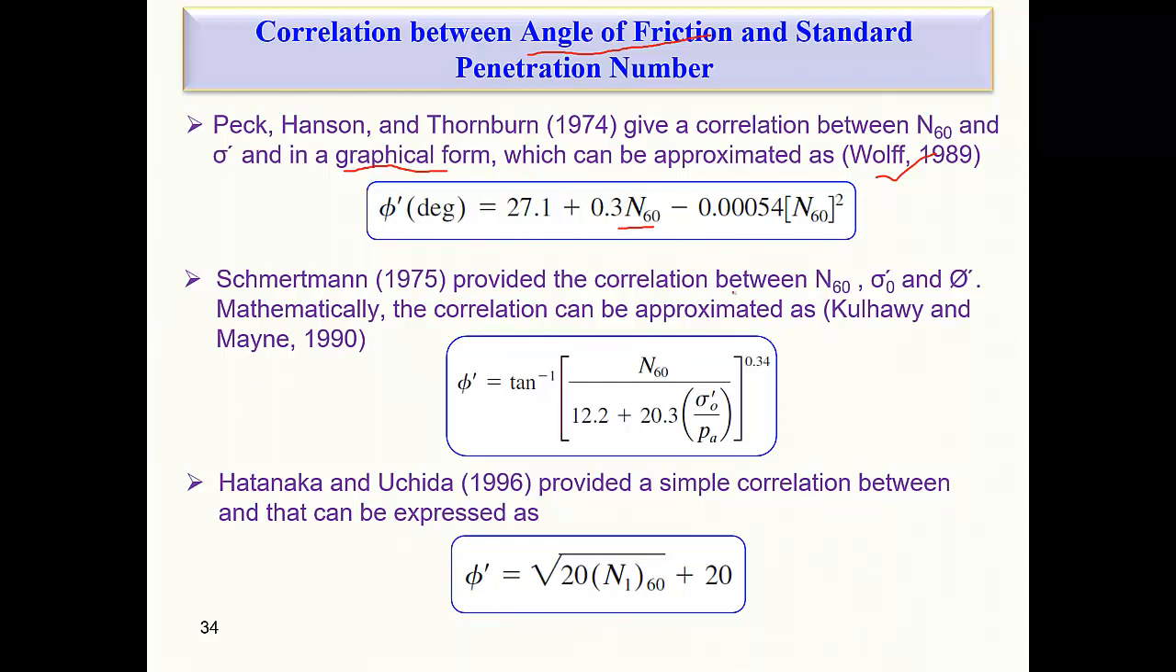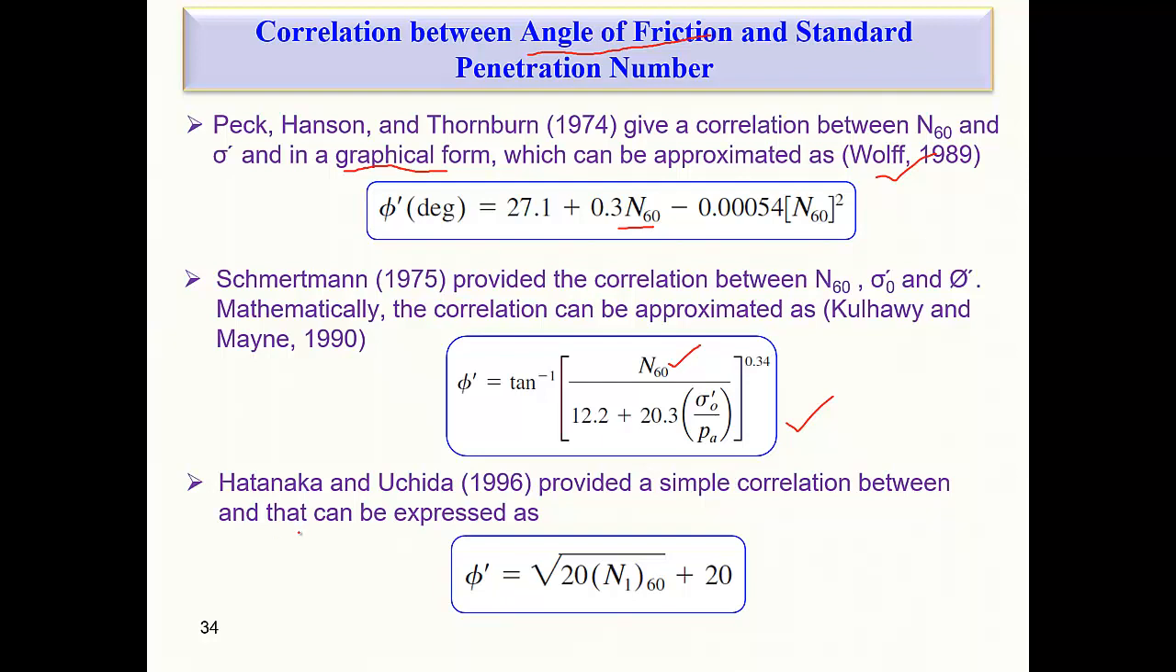Schmertmann provided a correlation between N60 and overburden pressure, and also the relation with the friction. Then it is mathematically developed by these researchers, as you already saw in the last slide for the relative density too. They also provide the equation for the soil friction angle. Again it depends on N60 and sigma prime naught divided by PA, that is this ratio and this ratio. Only these two values are unknown. If you want to find out the frictional angle, these will be given in the test, and you can find it out, and this is a known constant.